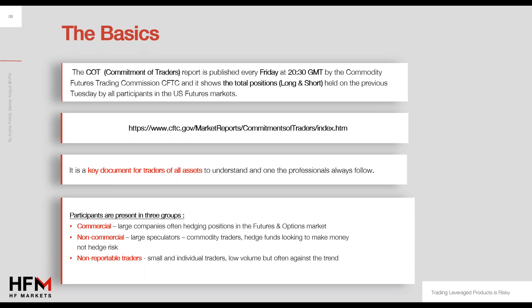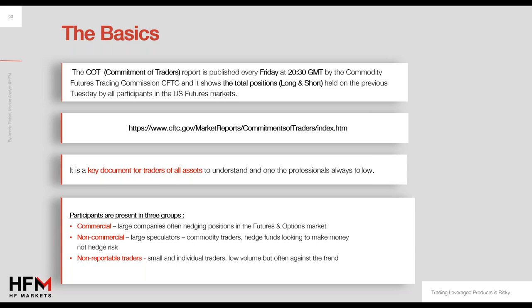Firstly, a bit of an intro, a bit of theory on this topic: what it is, what it stands for, and so on. So, what it is: it stands for Commitment of Traders. What that means, first of all, is that it is a report.